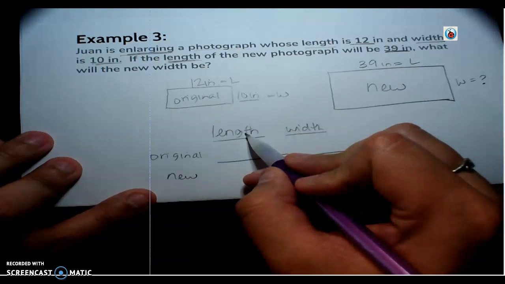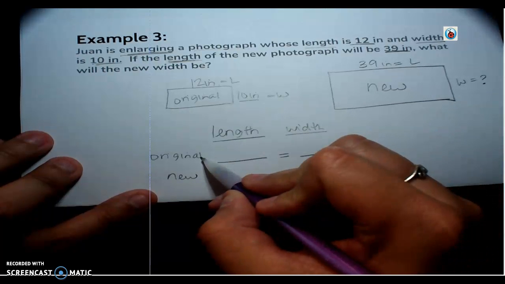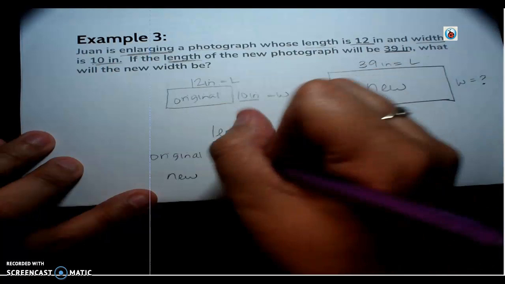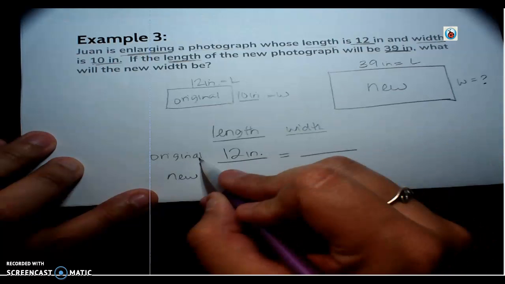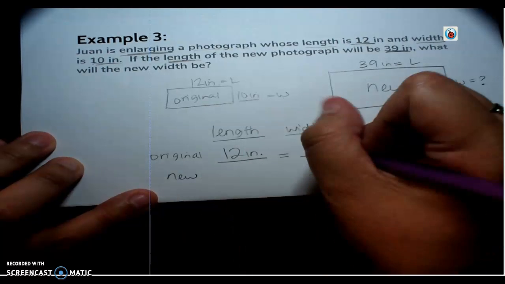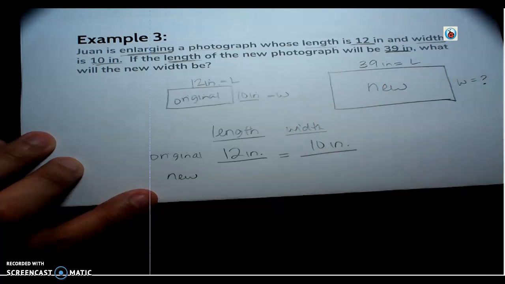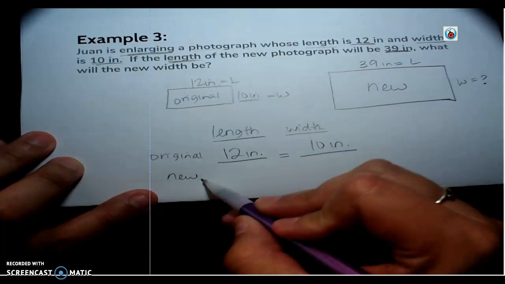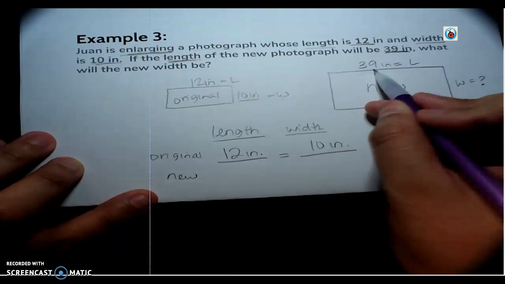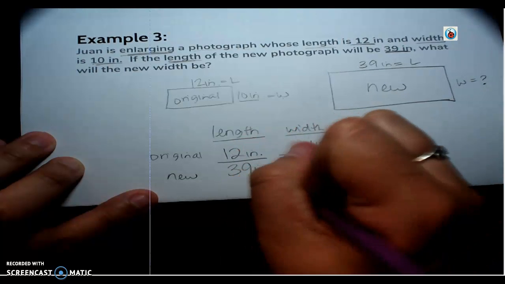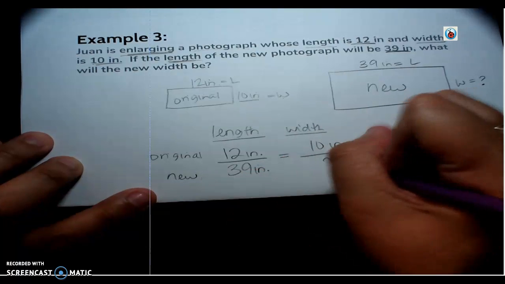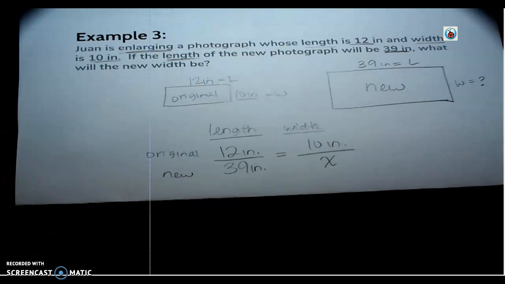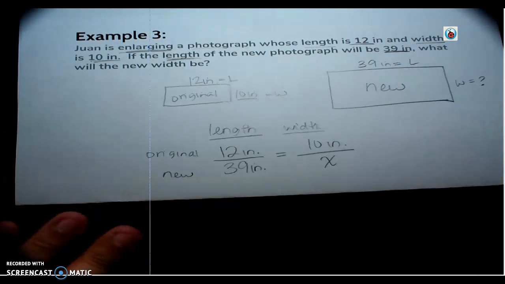So what is the length of my original picture? The length of the original picture is 12 inches. What about the width for the original picture? Well, the width was 10 inches. And now the length of my new picture is 39 inches. And what about the width for the new picture? Well, that's what we don't know, so I'm going to use the variable x to represent the width. So now I have my proportion set up. 12 over 39 equals 10 over x.